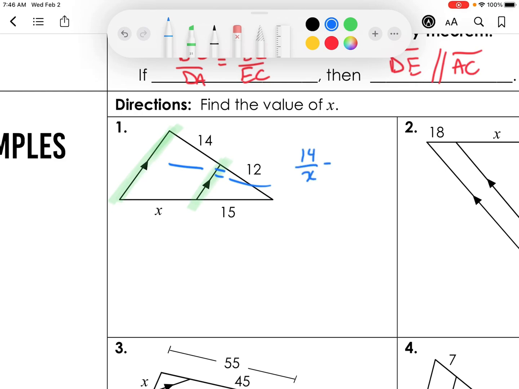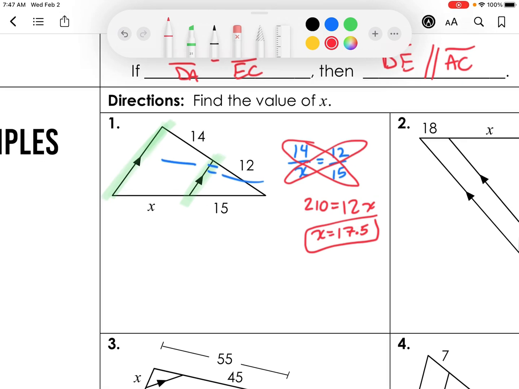14 over x equals 12 over 15. It's exactly that easy, just as the picture looks. That's all you have to do. Cross multiplying now: 14 times 15 is 210, equals 12x. So x is going to be 17.5.